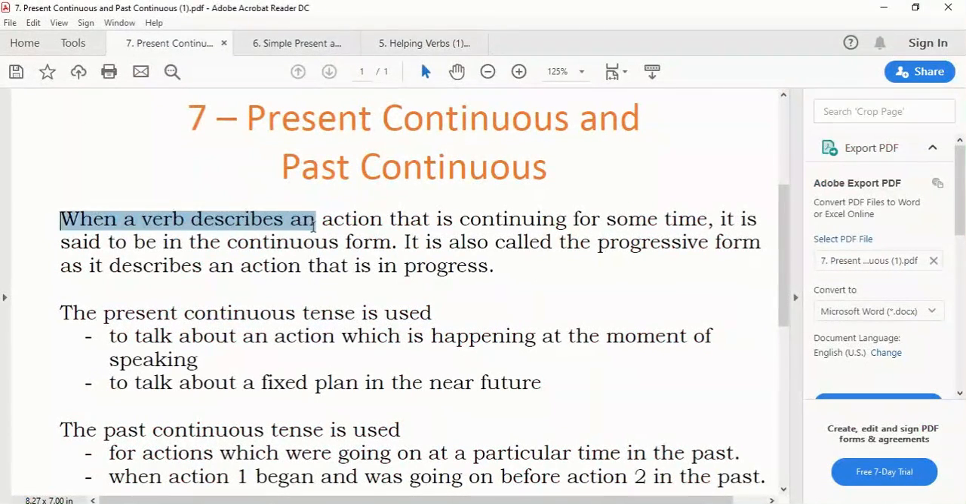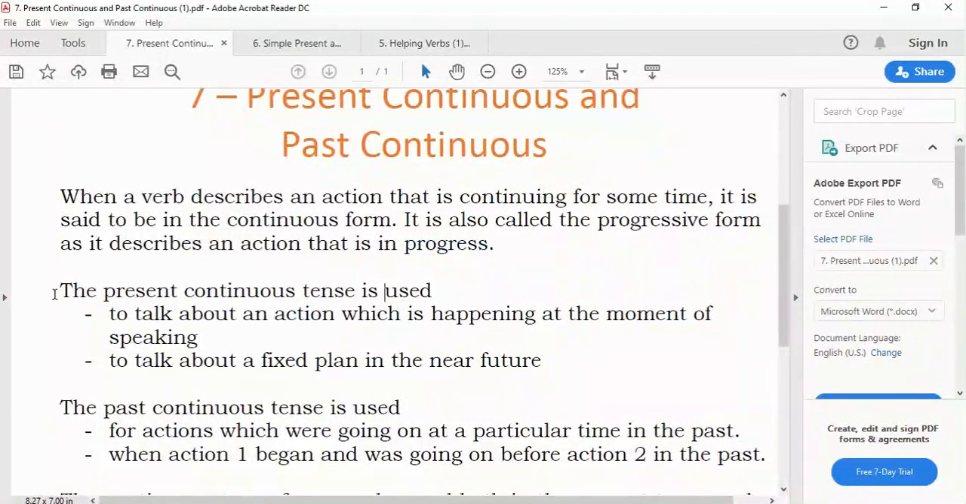When a verb describes an action that is continuing for some time, continuing, that means it is going on for some time, it is said to be in the continuous form. It is also called the progressive form. I told you earlier the meaning of progressive means आगे बढ़ना. It is called progressive form as it describes an action that is in progress.